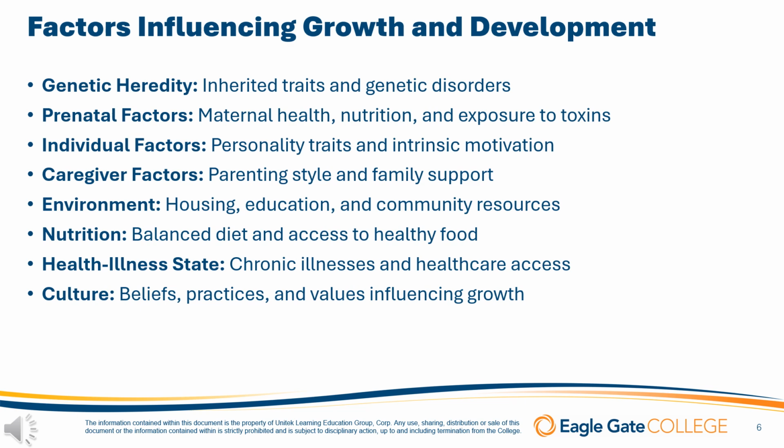Caregiver factors include parenting style and the level of family support. Positive and responsive caregiving promotes secure attachment, emotional regulation, and social skills. Authoritative parenting, which combines warmth with structure, is often associated with the best developmental outcomes. Neglect or inconsistent caregiving can lead to developmental delays and emotional problems.